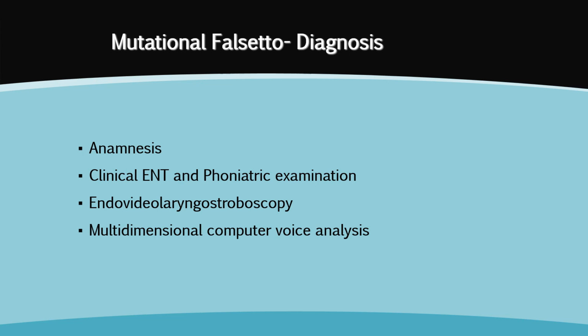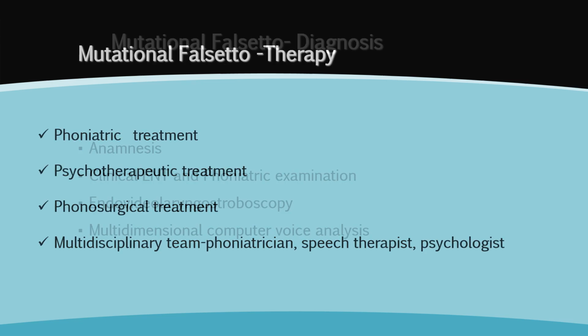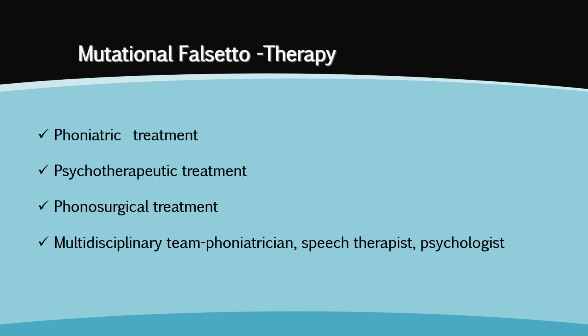Diagnosis for mutational falsetto starts with anamnesis, clinical ENT and phoniatric examination, videolaryngoscopy, stroboscopy, and multidimensional computer voice analysis. Therapy for mutational falsetto is phoniatric treatment, psychotherapeutic treatment, and some kind of phonosurgical treatment could be used in that patient. A multidisciplinary team is very important: phoniatrician, speech therapist, and psychologist.